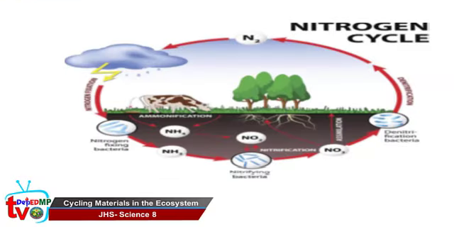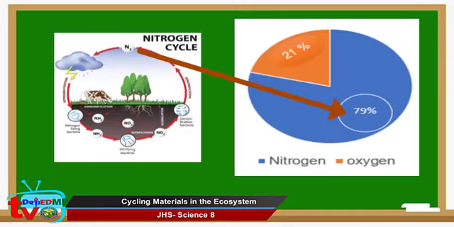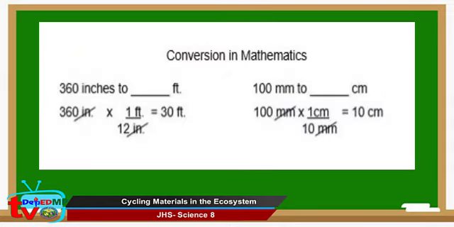The third cycle is the nitrogen cycle. Nitrogen comprises 79% of the Earth's atmosphere. However, most organisms like plants cannot use it directly without undergoing conversion. In mathematics, you too convert, right? For example, inches to feet, millimeters to centimeters, etc. You convert these units for information purposes. The same is true with nitrogen. It needs to be converted in order for the producers like plants to use it.